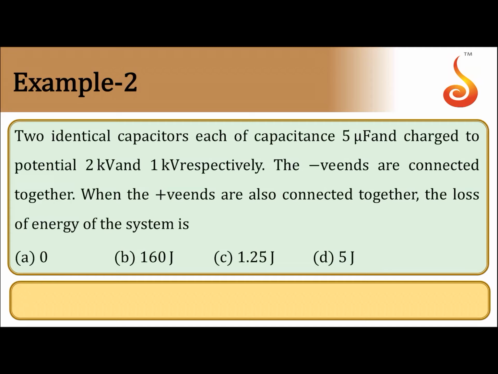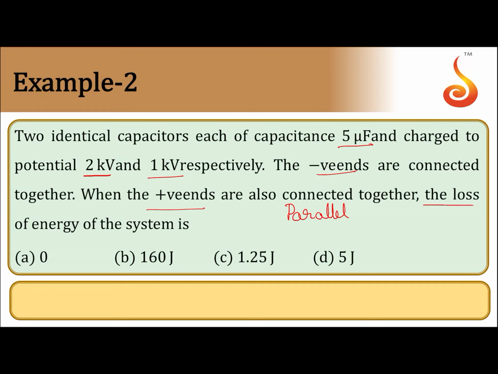So, there are two identical capacitors, 5 microfarad each. One is charged to 2 kilovolt, the other is charged to 1 kilovolt. Their negative ends are connected together, positive ends are connected together, that means they are connected in parallel. Then when you connect them, what happens? There will be flow of charge from the one at higher potential to the one at lower potential until their potentials become equal. So, they arrive at a common potential.